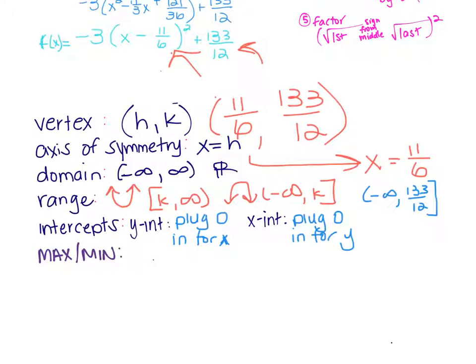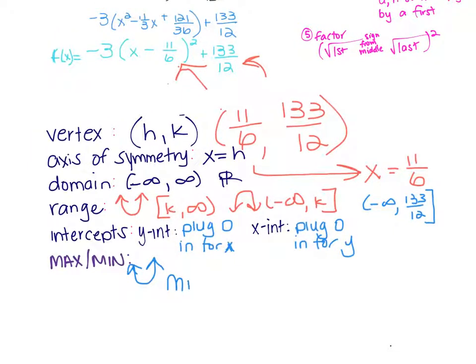And then max and min. If my parabola opens up, there is a minimum, and it is the k value. If it opens down, there's a maximum, and it is the k value, or the y coordinate of your vertex. In this case, we said our parabola was going to open down because it's a negative 3. So there would be a max, and the max would be 133 over 12.